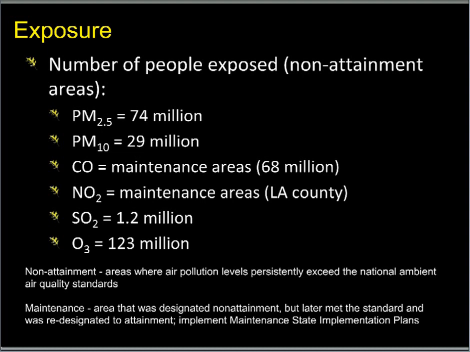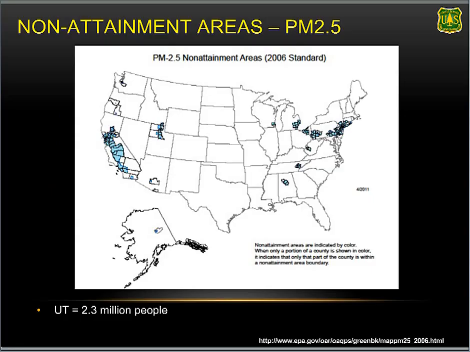For carbon monoxide and nitrogen dioxide, once you reach attainment, you go into what's called a maintenance state implementation plan. So for nitrogen and carbon monoxide, there are areas of the country that are in maintenance, but technically have met attainment and are now trying to maintain attainment. I'm going to show you some of the maps coming up. Some people are in different areas, and you can see how these pollutants are distributed.